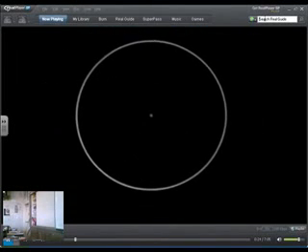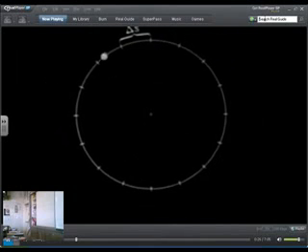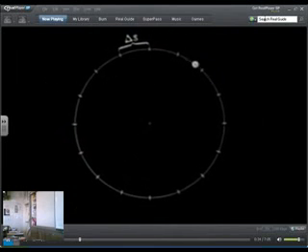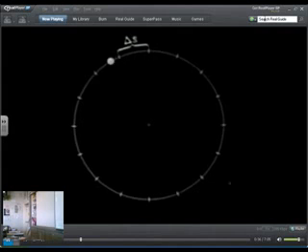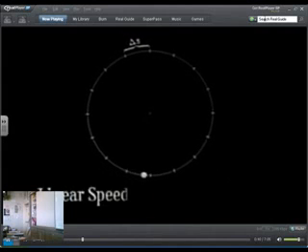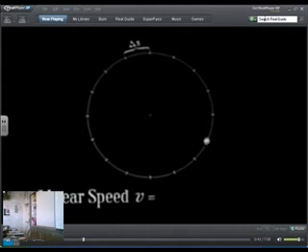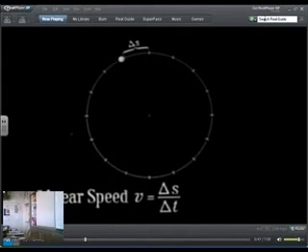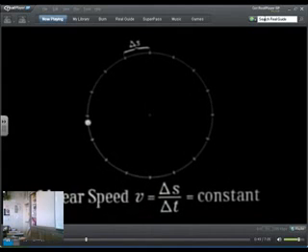When equal distances, delta S, along the circumference of a circle are traversed in equal time intervals, you might want to take some notes. The motion along is called uniform circular motion. The linear speed, v, is equal to delta S divided by the corresponding time interval delta t, and is constant.